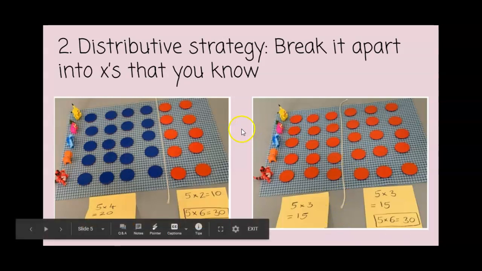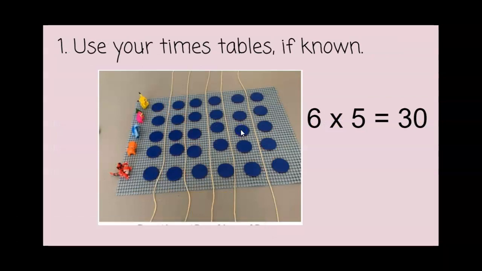Because of course, the most efficient way of working out arrays is knowing your times tables. If you already knew that 6 times 5 was 30 or 5 times 6 was 30, then way back right at the start, you already knew the answer. You didn't have to try and work it out.